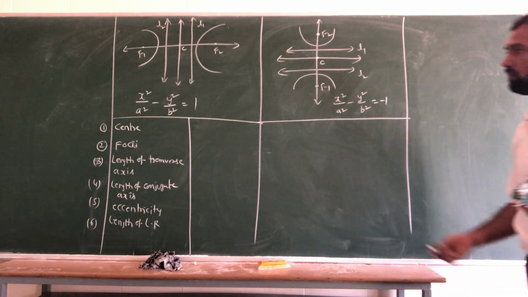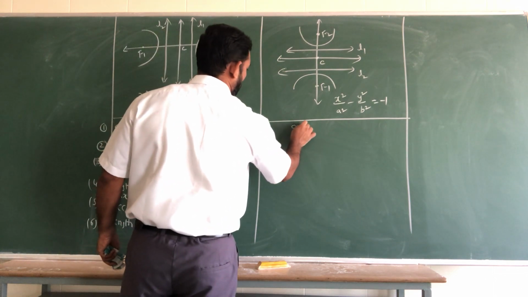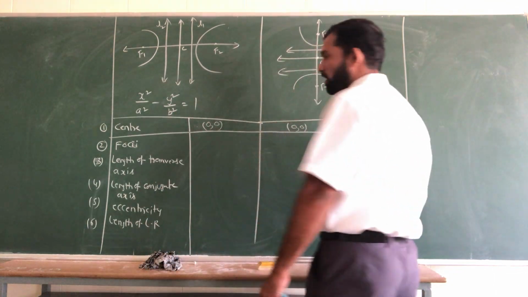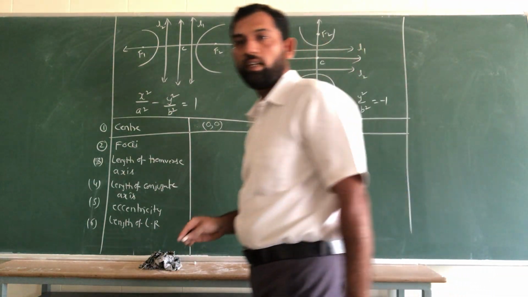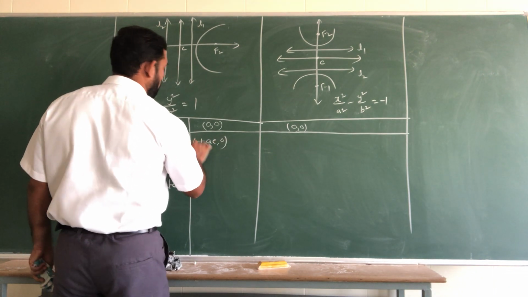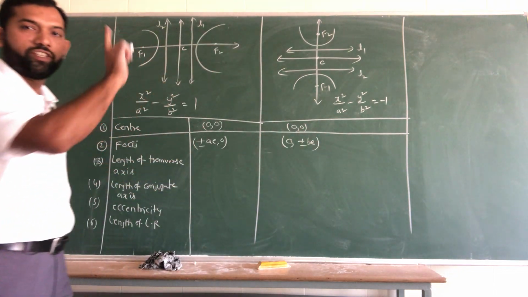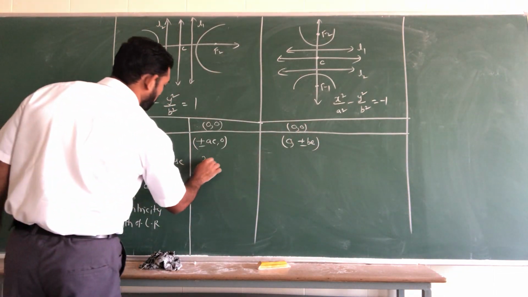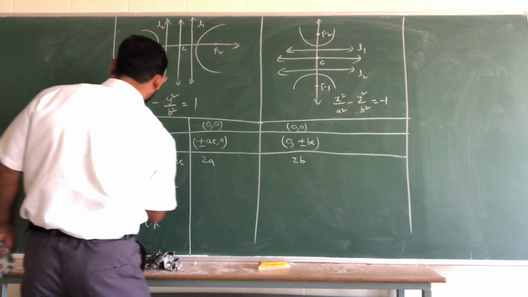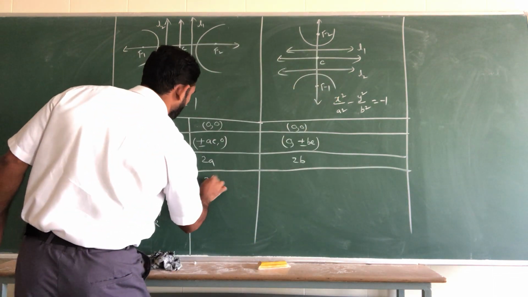First one, center is 0, 0. Same formulas. What formulas we used in that ellipse? The same formulas, only a few names are different. Foci plus or minus AE, 0. This is 0, plus or minus B. Same formulas, but one formula changes. Length of the transverse axis is 2A, and this is 2B. This is 2B, this is 2A.